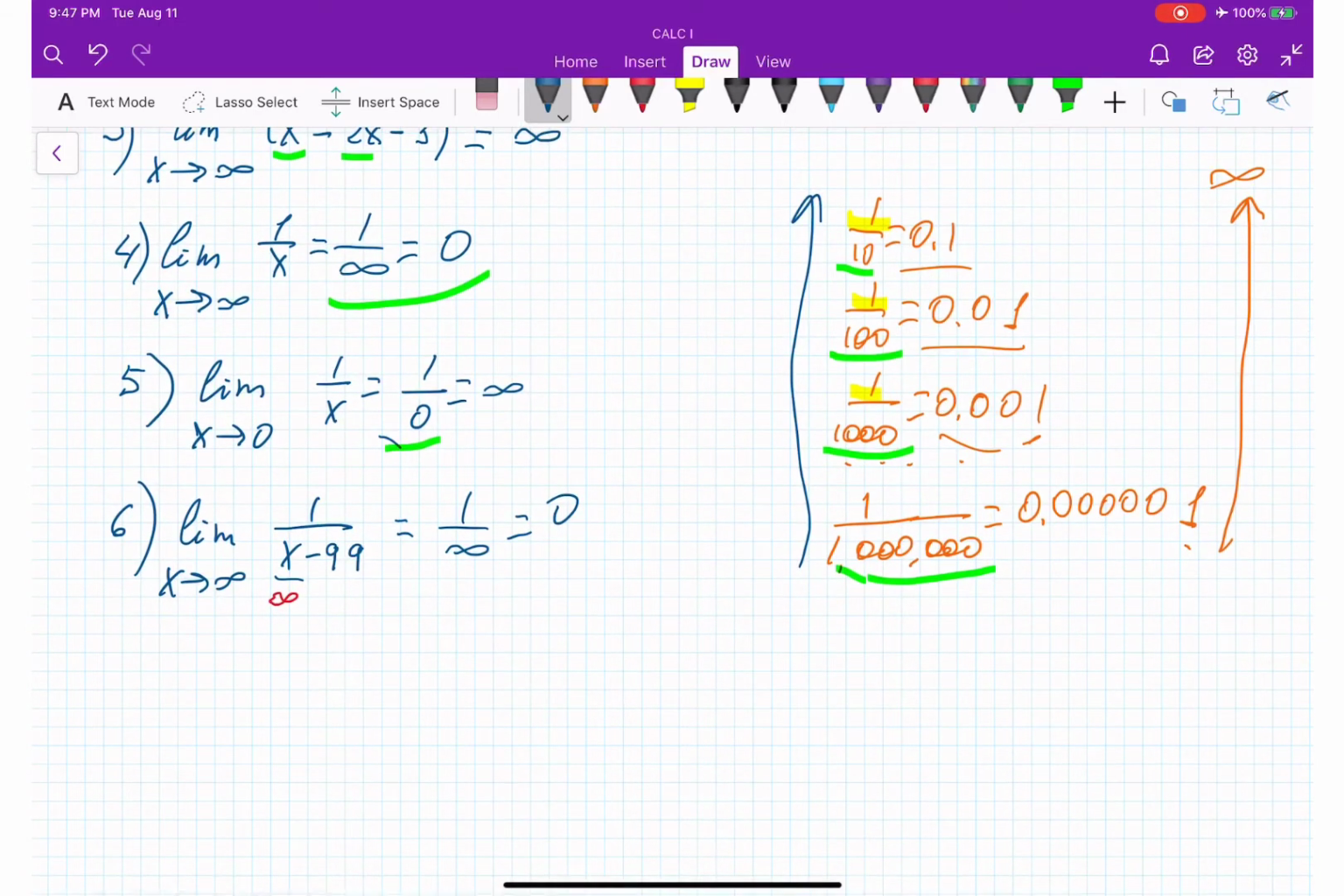And the same way, limit x approaches infinity, negative 3 over x cubed. I can put even x to power 100. Doesn't matter because it's nothing compared to infinity. So I still will get negative 3 over infinity. I'm going to get 0.